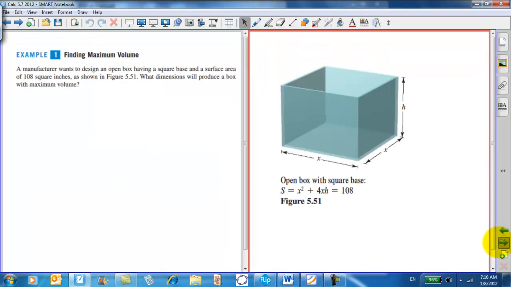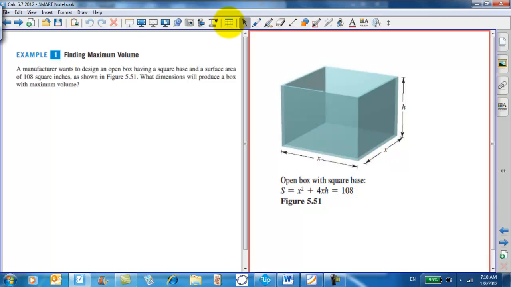Let's say a manufacturer wants to design an open box having a square base and a surface area of 108 square inches, as shown in this figure. What dimensions will produce a box with maximum volume? So the amount of cardboard you've got is limited, and you want to come up with the biggest possible box. So what we want to optimize, or maximize in this case, is the volume of the box.